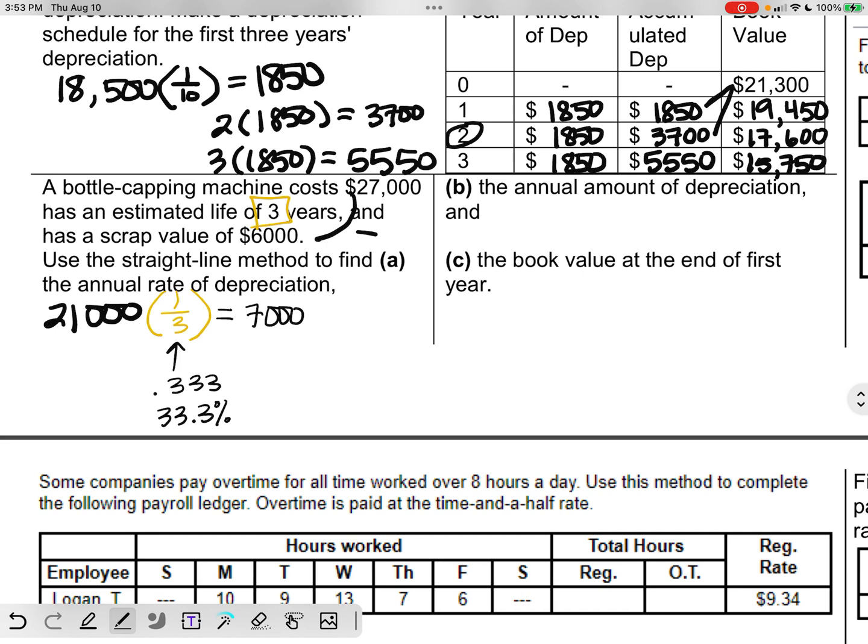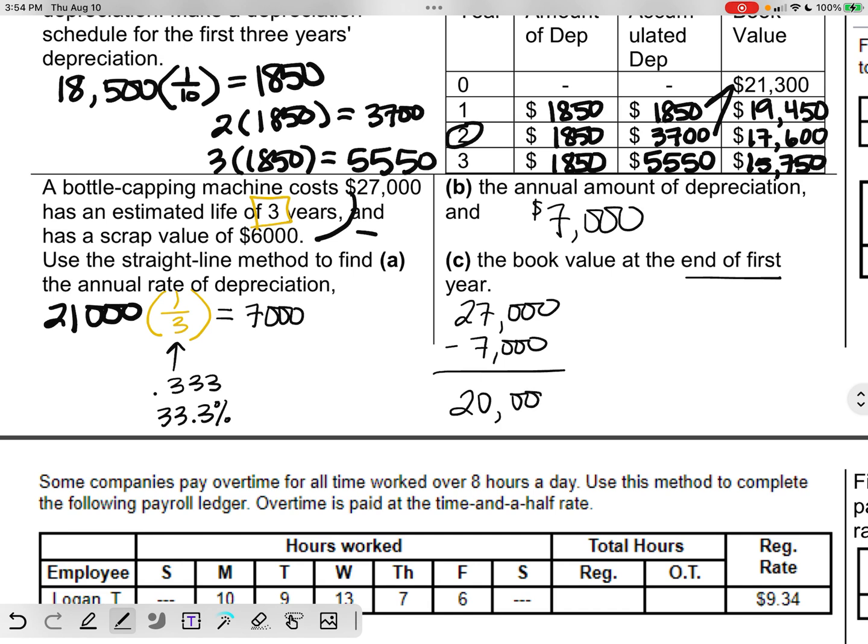Okay, what am I doing? Oh, yes. Okay, part B. So this is my rate. The annual amount that I depreciate by is going to be $7,000. And at the end of the first year, we just have to do our 27 original book value, subtracting 1 year of depreciation. So your little machine's only going to be worth $20,000 at the end of the first year. Okay, that is all we have for this video lesson. Let me know if you have questions.